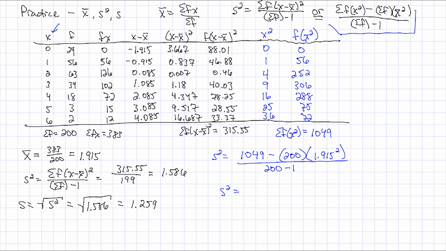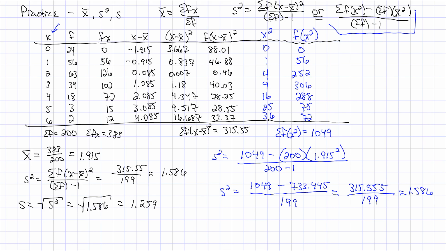When we simplify that numerator, we have 1049 minus 733.445, which is 315.555 exact, divided by 199. That gives us our variance of 1.586. So as you can see, there are two different ways to do the variance depending on what equation we want.